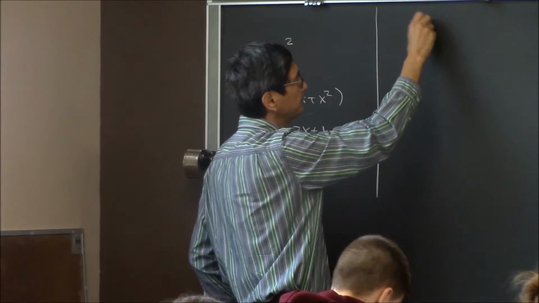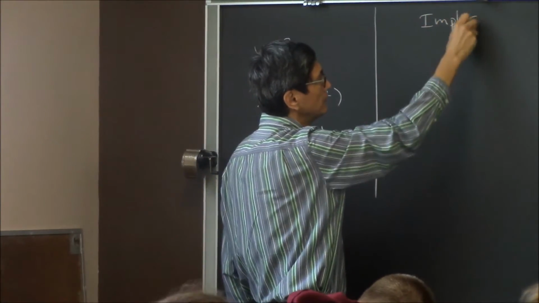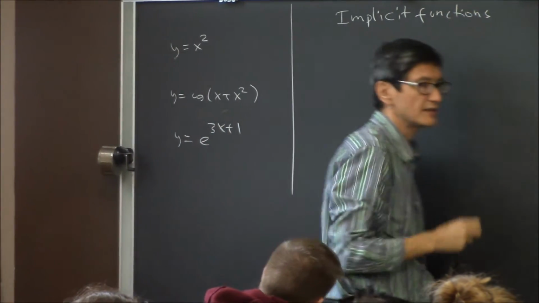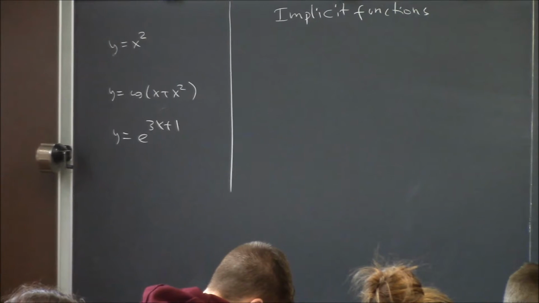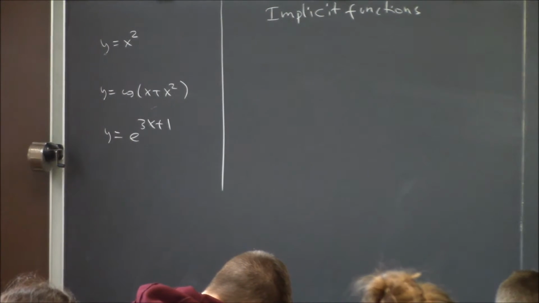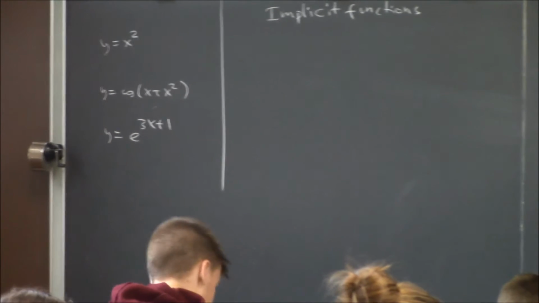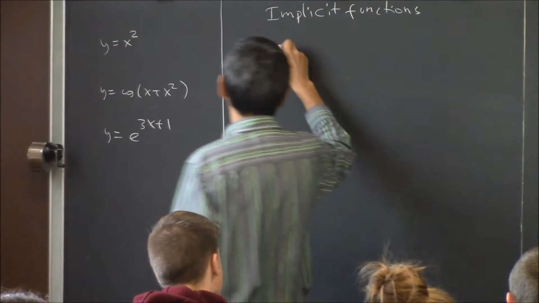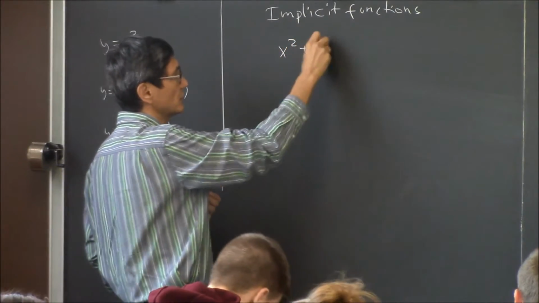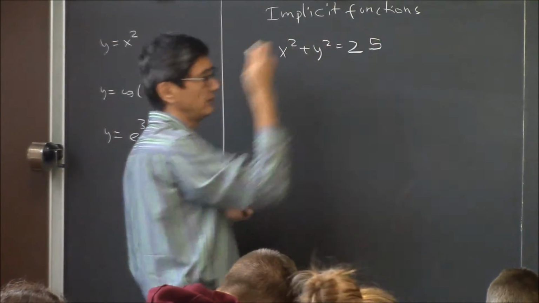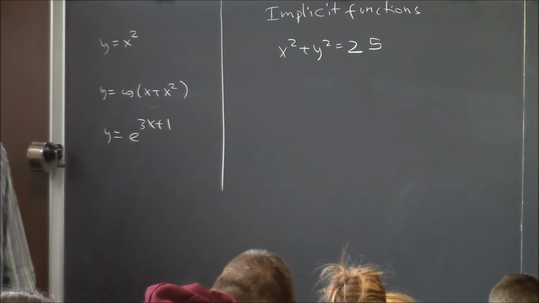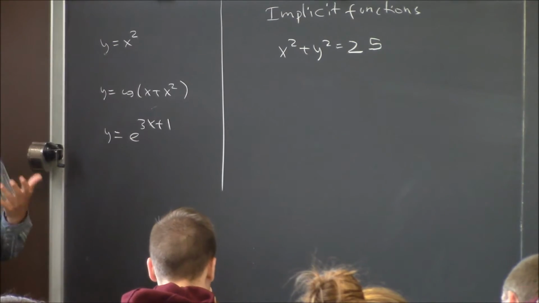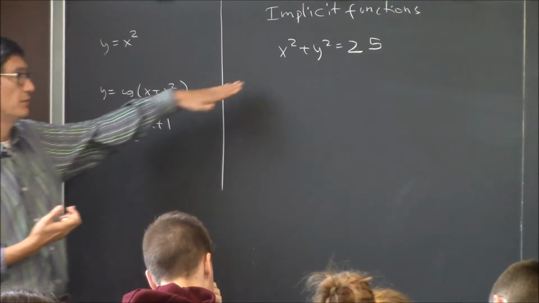Implicit functions. That's slightly different. There is no explicit formula for y. It's implied that there is a connection between x and y, but there is no exact formula. For example, when we write down the equation of the circle, x squared plus y squared equals 25. We know it's an equation of a circle, and it implies that there is a connection between the value of x and y, but we don't have a formula. So let's keep this function.